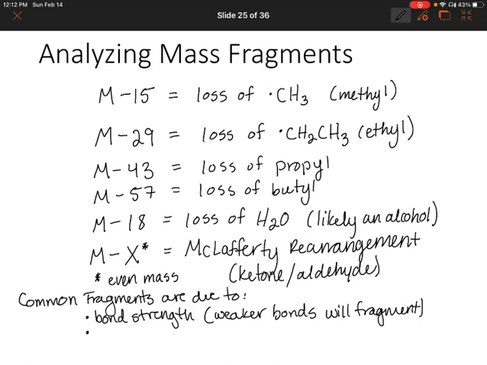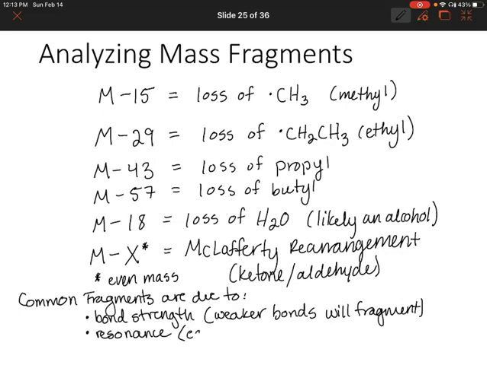Common fragments can also be due to resonance. So if you lose a fragment and the resulting product has a resonance structure, then that means it's more stable. This is kind of similar to when we were talking about acids and bases. After the loss of a proton, if the conjugate base was resonance stabilized, that meant that the original acid lost its proton really easily. So it's the same thing here. Let's say the loss of a methyl group resulted in a resonance stabilized compound. Then that means the loss of the methyl group is highly favorable.